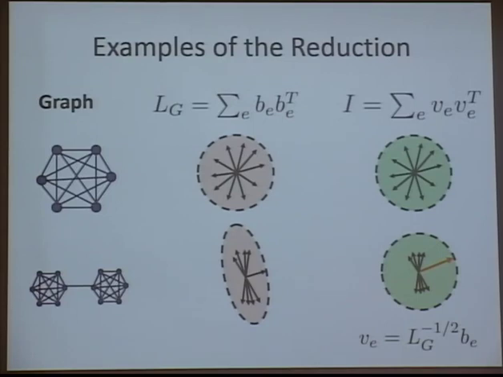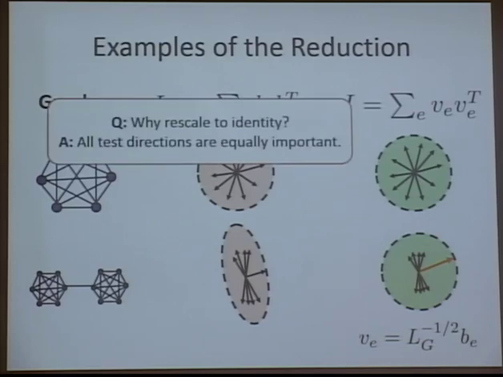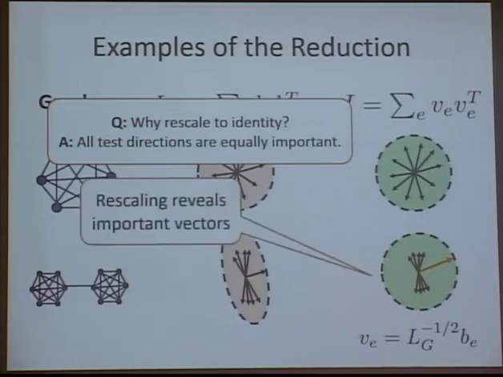Now when I rescale it by the inverse of the Laplacian and turn it into the sphere, this one vector gets stretched a lot. So this rescaling is identifying what the important vectors are. The reason it makes sense is that I'm interested in a multiplicative approximation of the quadratic form, so all directions are equally important. If something is really squashed, I might not see it. It might just show up as noise compared to the rest of the directions. When I do this rescaling, it reveals the critical vectors, like this bridge edge. So that's the intuition.